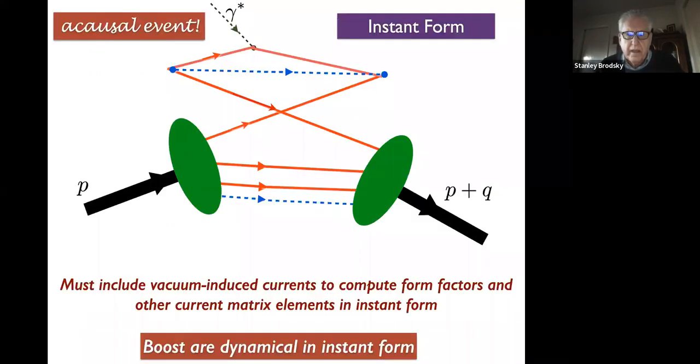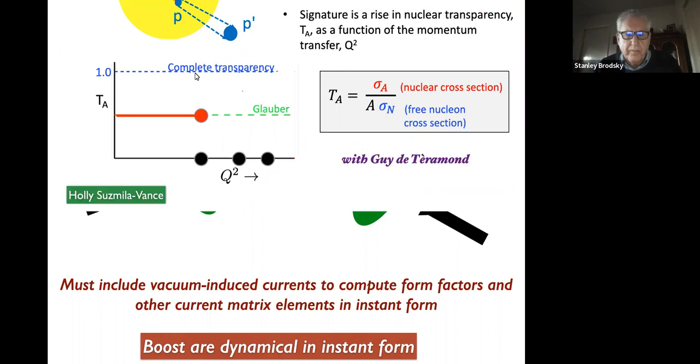By contrast, in instant form, if you think you're going to do everything with ordinary instant form, not only is it frame dependent and acausal, but you have to include diagrams where a QQ bar and glue come out of the vacuum. If you don't include all those diagrams, you don't have the right answer. So it's almost impossible to even think about an analytic calculation involving the instant form.